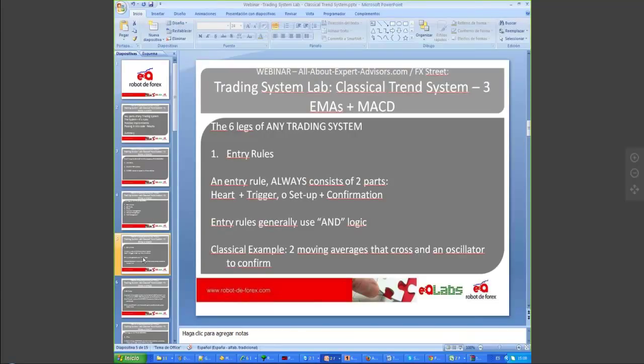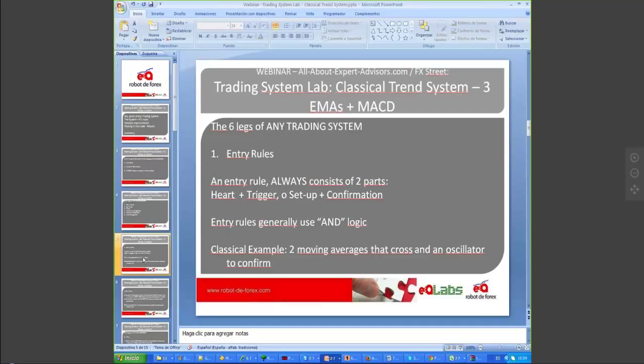Let's go very quick over this because nobody's new in the room, so I can go very fast. Entry rules. An entry rule is always combined of two parts. We need to have a setup. And this is particularly important in a trending system. Setup is that we have the right conditions. We are conscious that we really have a trend.